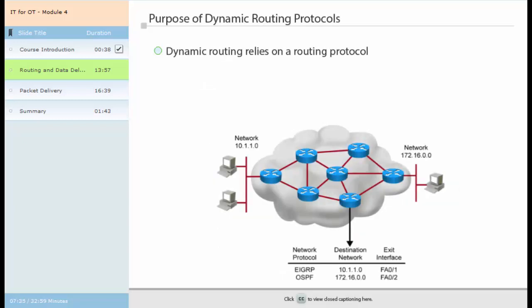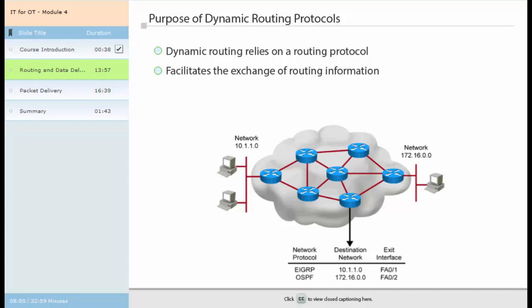Dynamic routing relies on a routing protocol for the exchange of routing information. A routing protocol defines the rules that a router uses when the router communicates with neighboring routers to determine paths to remote networks and maintain those networks in the routing tables. A routing protocol facilitates the exchange of routing information between networks, allowing routers to build routing tables dynamically.